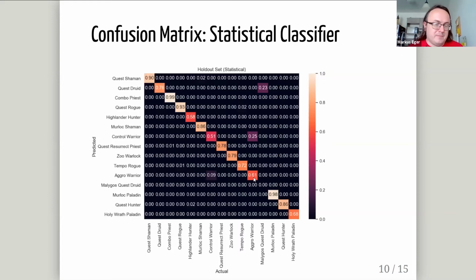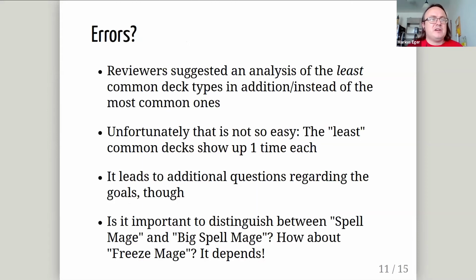One of them, as the name implies, is a very aggressive strategy. The other one is a very controlling strategy. So it would make sense, probably, that distinguishing between those two is more important than distinguishing between Maligos Quest Druid and regular Quest Druid. But we don't have a perfect way to measure that. And that basically leads me to how and why.